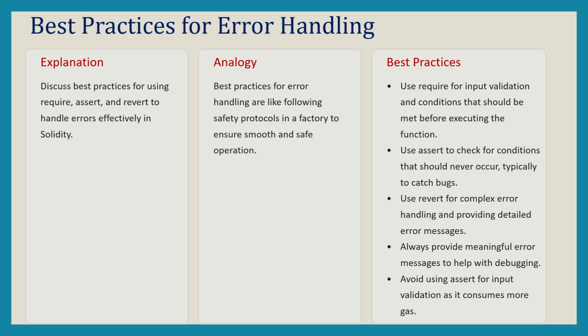You use require for input validation, right? And one of the reasons for this is that if you use assert for input validation, it consumes much more gas. And we have to make our smart contract as gas efficient as possible. And then we use assert to check for conditions that should never occur, typically to catch bugs, and use revert for complex error handling and providing detailed error messages. Best practice is to always provide meaningful error messages to help with debugging.